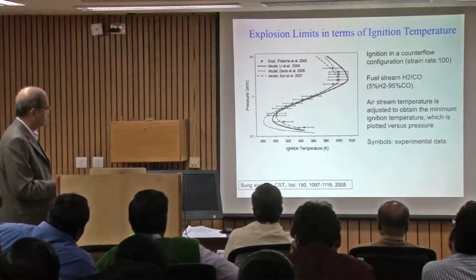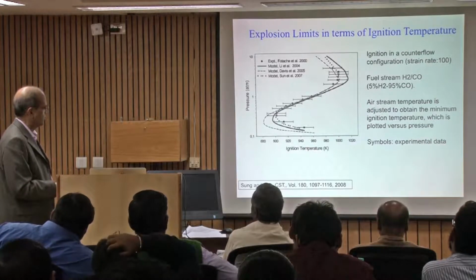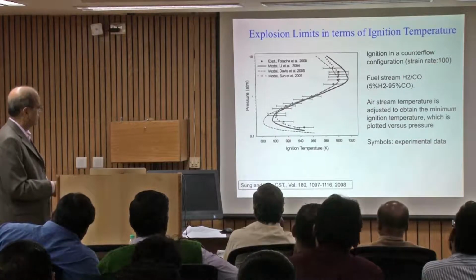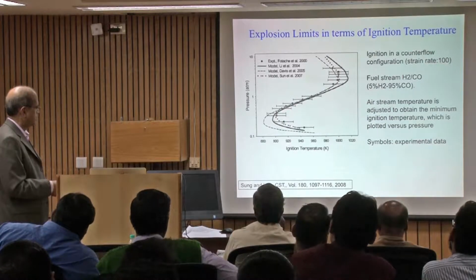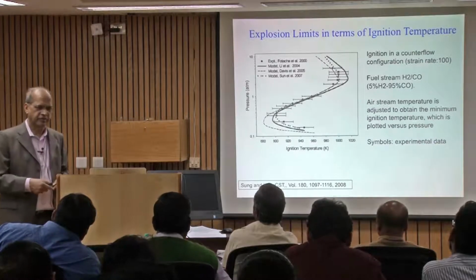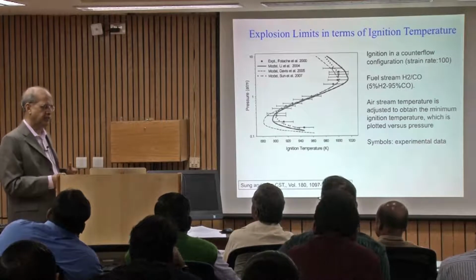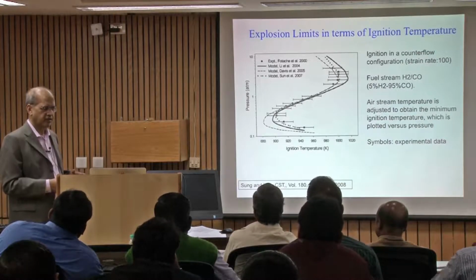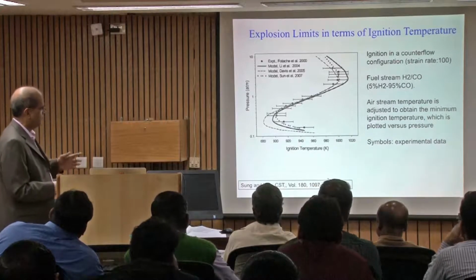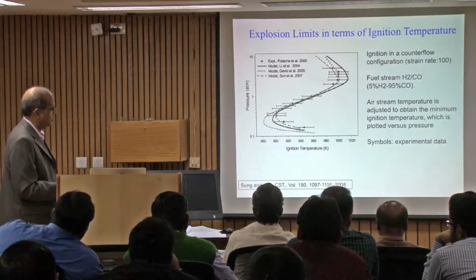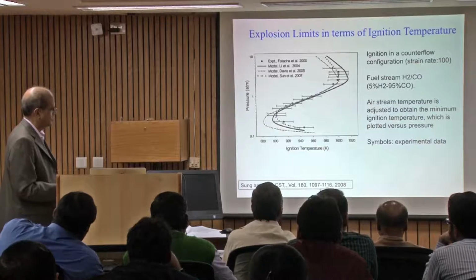Now here it's in terms of the ignition. This is the ignition temperature. This is not the actual temperature of the system. This is the temperature at which the mixture will ignite. There are different ways to do this. So the air temperature is just to obtain the minimum ignition temperature.